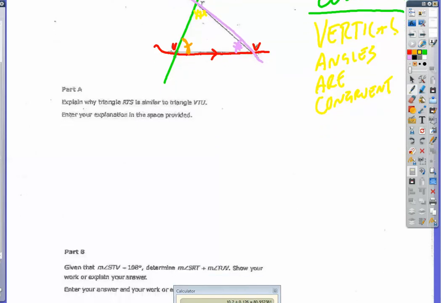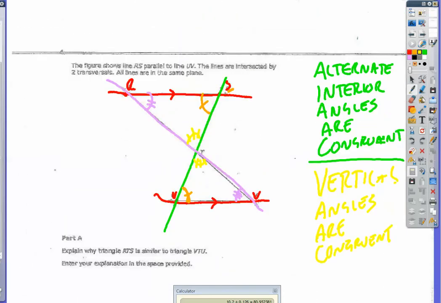The last problem says that the measure of STV is 108. Okay, well, let's think about this for a second. What's the measure of this angle here? Oh, okay, so therefore this angle must be 72. What is the measure of all of the interior angles in the triangle? 180. Oh, so what does that mean about the sum of those 2 angles? They have to equal 108. Oh, that's kind of funny, isn't it? Yeah. That's it.